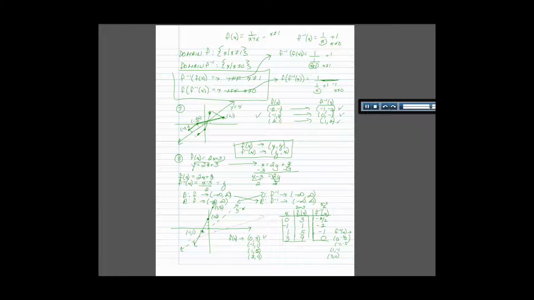So let's do the point 1, negative 1. Let's do the point 3, 0. And let's do the point 5, 1. So you see, this line goes like this, and they should be symmetric around that line, y equals x. A lot of ways to approach that.